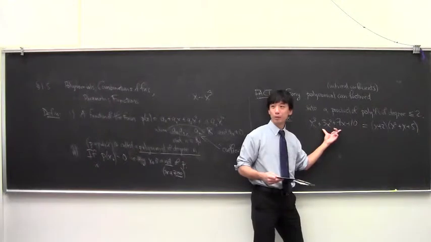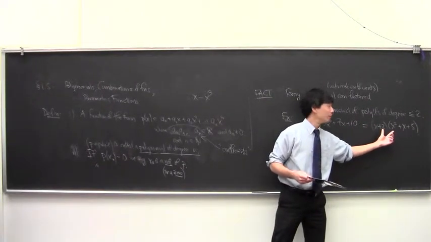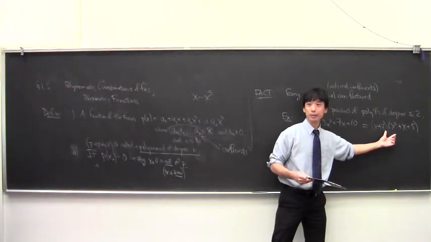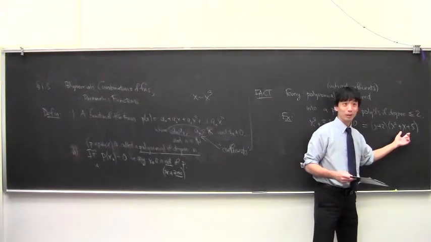We had a polynomial of degree 3. We broke it down into a product of polynomials, each of which is of degree less than or equal to 2. Can you break down the x squared plus x plus 5 further? The answer is yes and no.